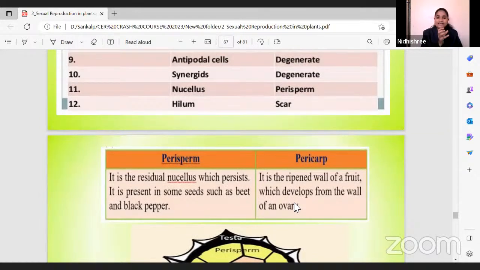Perisperm is the residual nucellus. The nucellus that remains is called perisperm, which persists. It is present in some seeds such as beet and black pepper. In pepper seeds, we can see perisperm. Pericarp is the ripened wall of the fruit, the layer of the fruit which develops from the wall of the ovary. So there is a difference between perisperm, which originates from nucellus, and pericarp, which is the wall of the ovary.